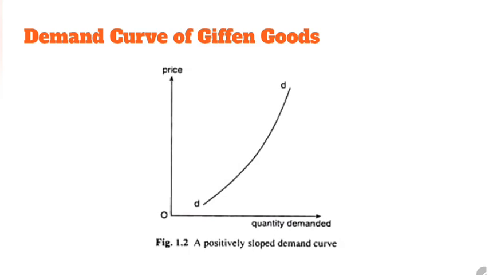Now let's take a look at the demand curve of a Giffen good. The demand curve of a Giffen good looks somewhat like a supply curve. So it is positively sloping. It is sloping in an upward manner. So as the price of the good increases, the demand will also increase.